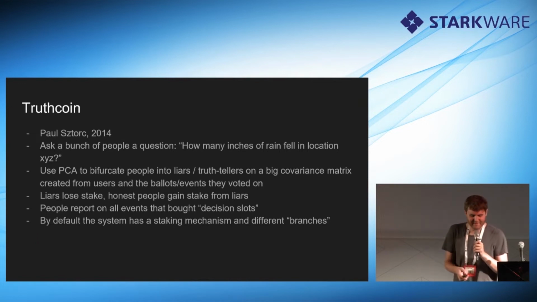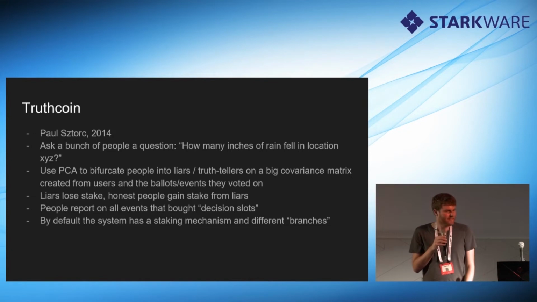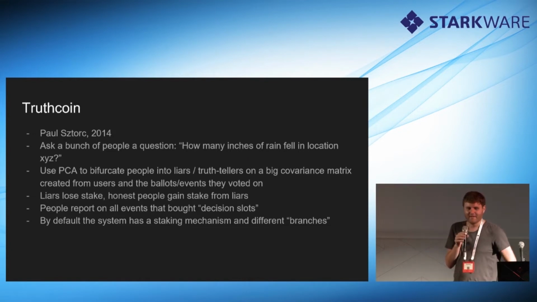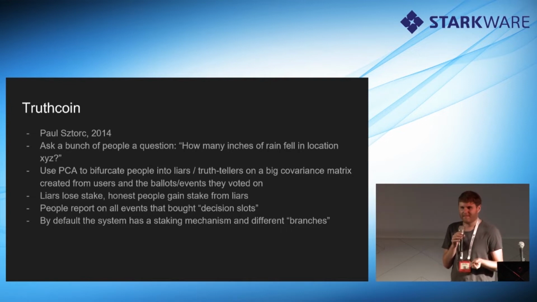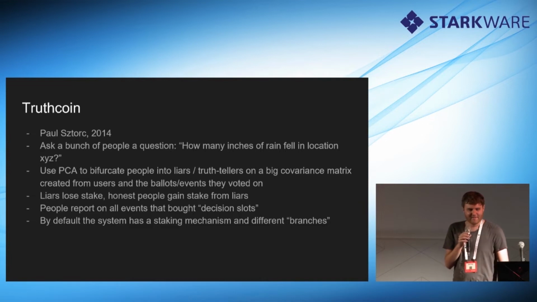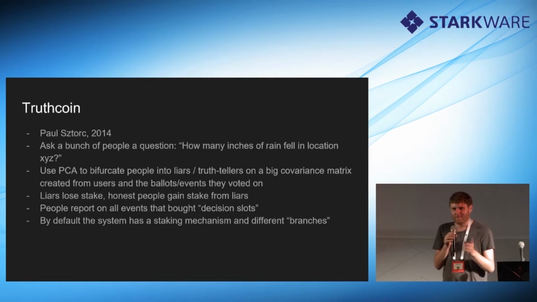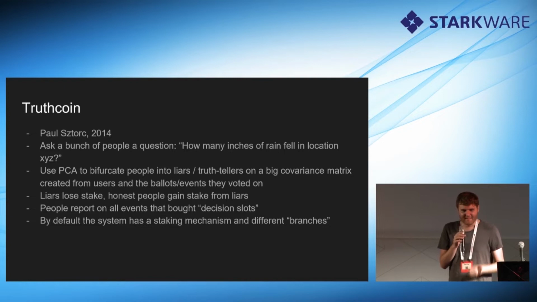So somebody else published a different idea around the same time called TruthCoin. For this idea, you basically ask a bunch of people the same question, and you ask them a bunch of other questions as well. Then using principal component analysis, you bifurcate people into truth tellers and liars based on a big covariance matrix created from users and the events that they voted on. So you might have a row being an individual user, and the columns being specific events that they voted on, and the values being what their vote was.